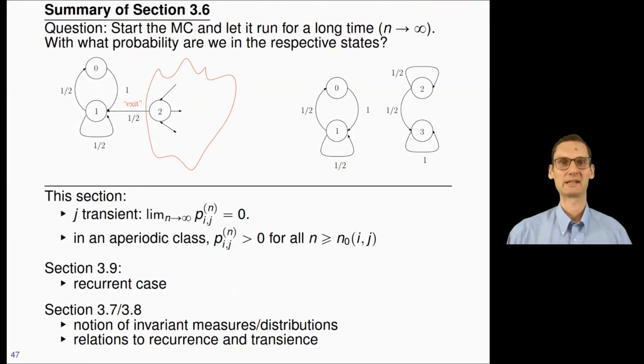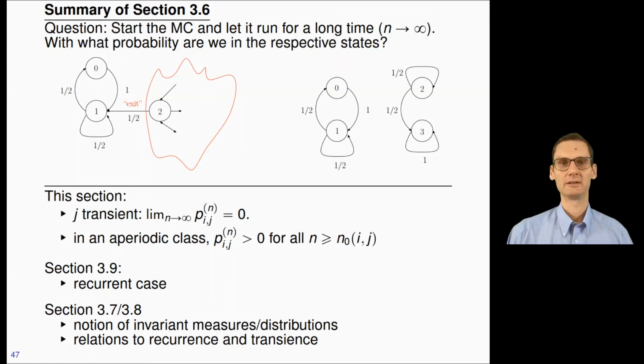This is the end of section 3.6. The question here was on long-time behavior. So what does the Markov chain behave like after a long time? And the focus here was on transient states. And we saw that for a state j, the transition probability Pij to the n, when n tends to infinity, converges to 0. So this means that after a very long time, the probability to be at a transient state is very small.